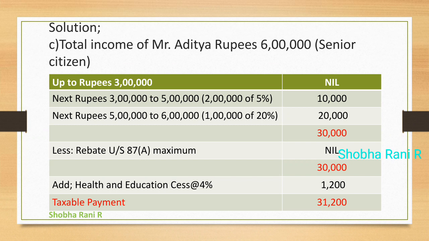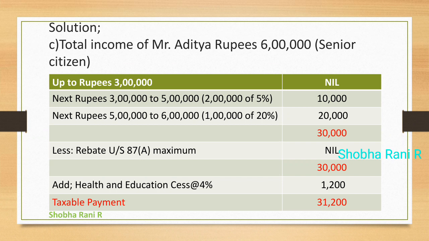The last situation is where the total income of Mr. Aditya is rupees 6 lakh. He is a senior citizen. It is clearly specified that he is a senior citizen. Who is a senior citizen here? A senior citizen is one who has crossed the age of 60 years or more at any time during the previous year but is less than 80 years on the last date of the previous year.